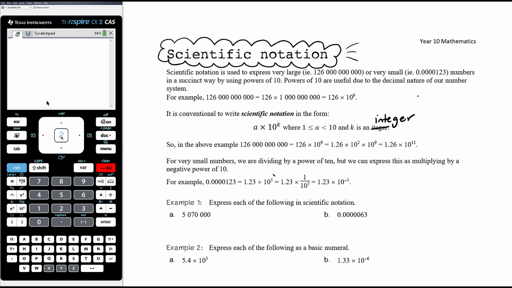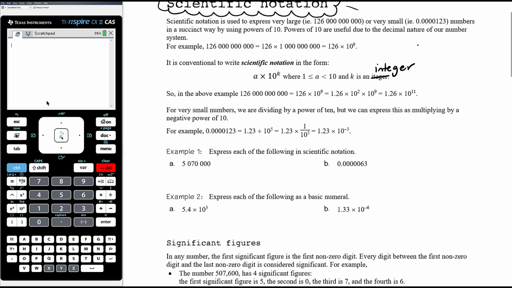0.0000123. So we need to divide by 10 to the power of 5, which is the same as multiplying by 1 over 10 to the power of 5, and 1 over 10 to the power of 5 is 10 to the negative 5. So rather than dividing by 10 to the 5, we write it as multiplying by 10 to the negative 5.